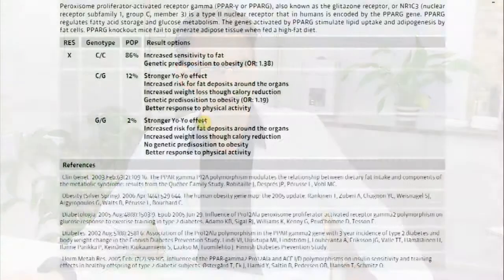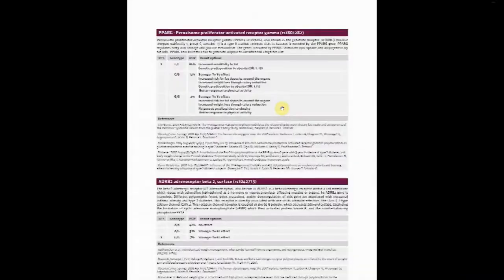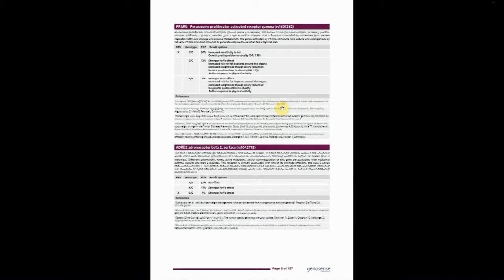And you see the different types. CG, 12% of the population, a stronger yo-yo effect, the rebound effect once you've lost weight, increased risk for fat deposits around the organs, increased weight loss through calorie reduction, so eating less and so on. So do read through this in case you're interested. Otherwise, this is very technical. You don't need to understand all of this to be able to use your program correctly. It's really just meant for critical scientists that look through our program, that want to see where we get our information from and what science we've based it on.